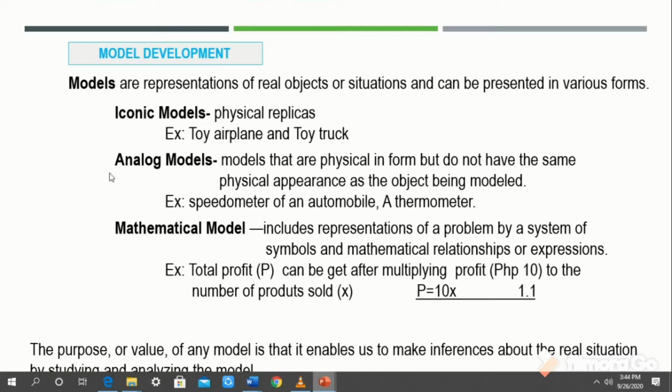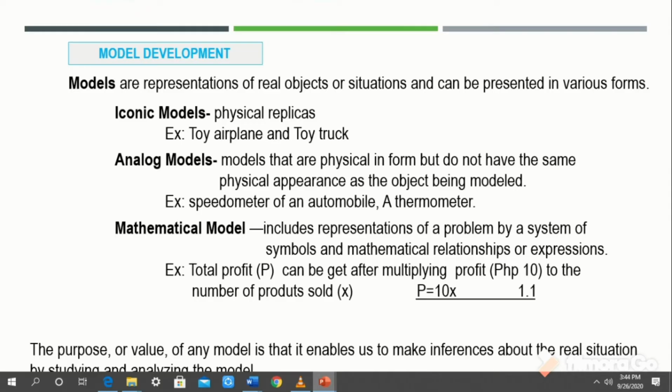It includes a representation of a problem by a system of symbols and mathematical relationships or expressions. So, this is the type of model that we will focus on here. For example, an airplane designer might test an iconic model of a new airplane in a wind tunnel to learn about the potential flying characteristics.